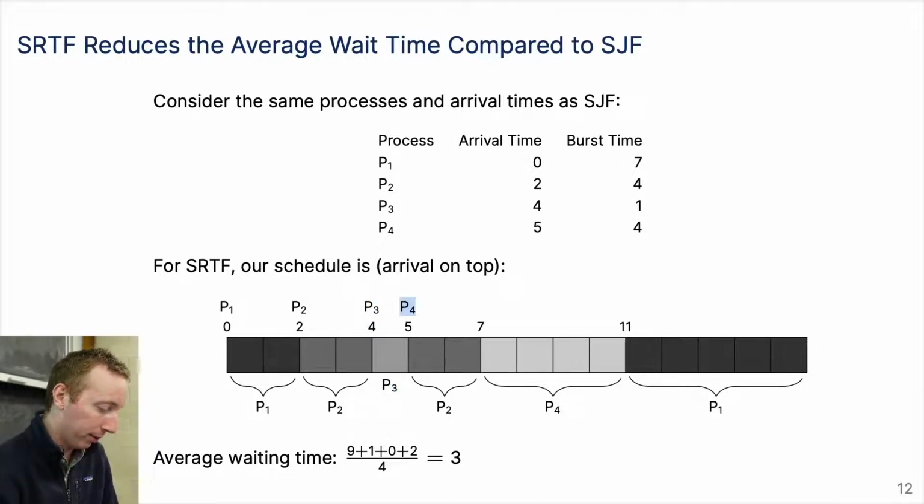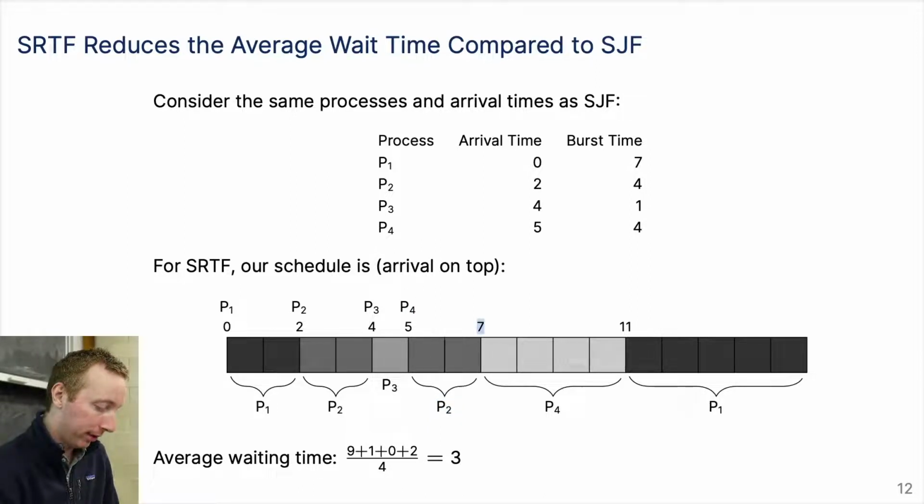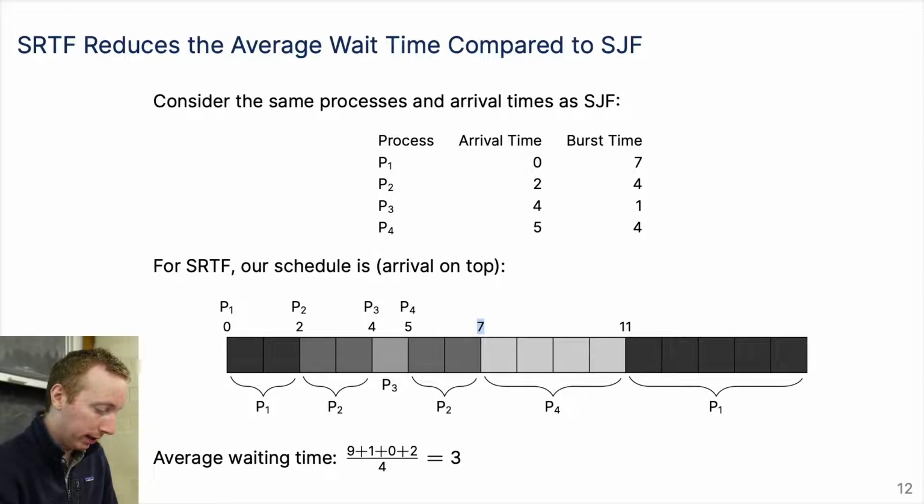And also P4 would come in at the same time, which now has 4 time units remaining. So we would pick the shortest remaining time first. So P2 only has 2 time units left, so we would just finish it up quickly. And then at t equals 7, we would have the next shortest remaining time first, which is P4. That takes 4 time units, so we'd run that. And then at t equals 11, we would just finish up P1.